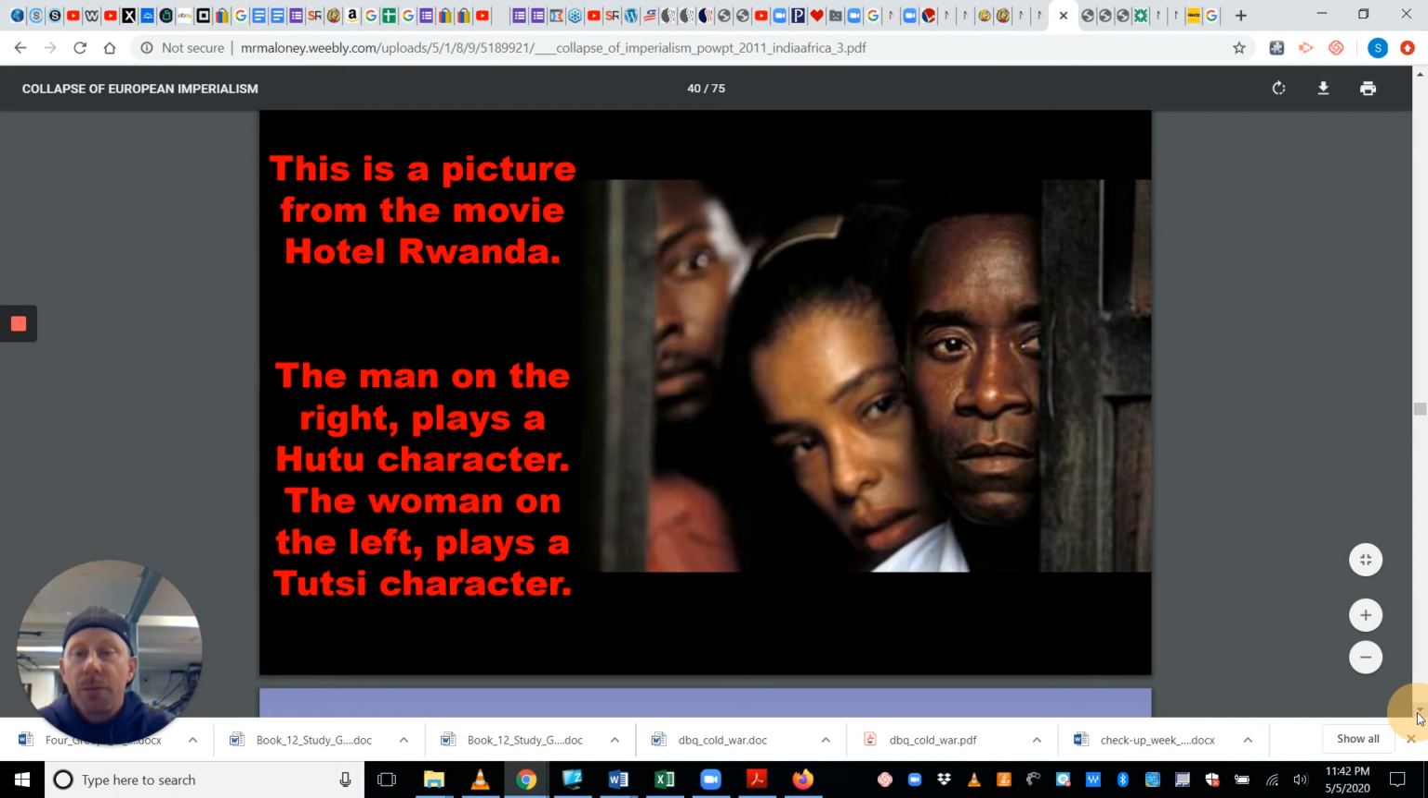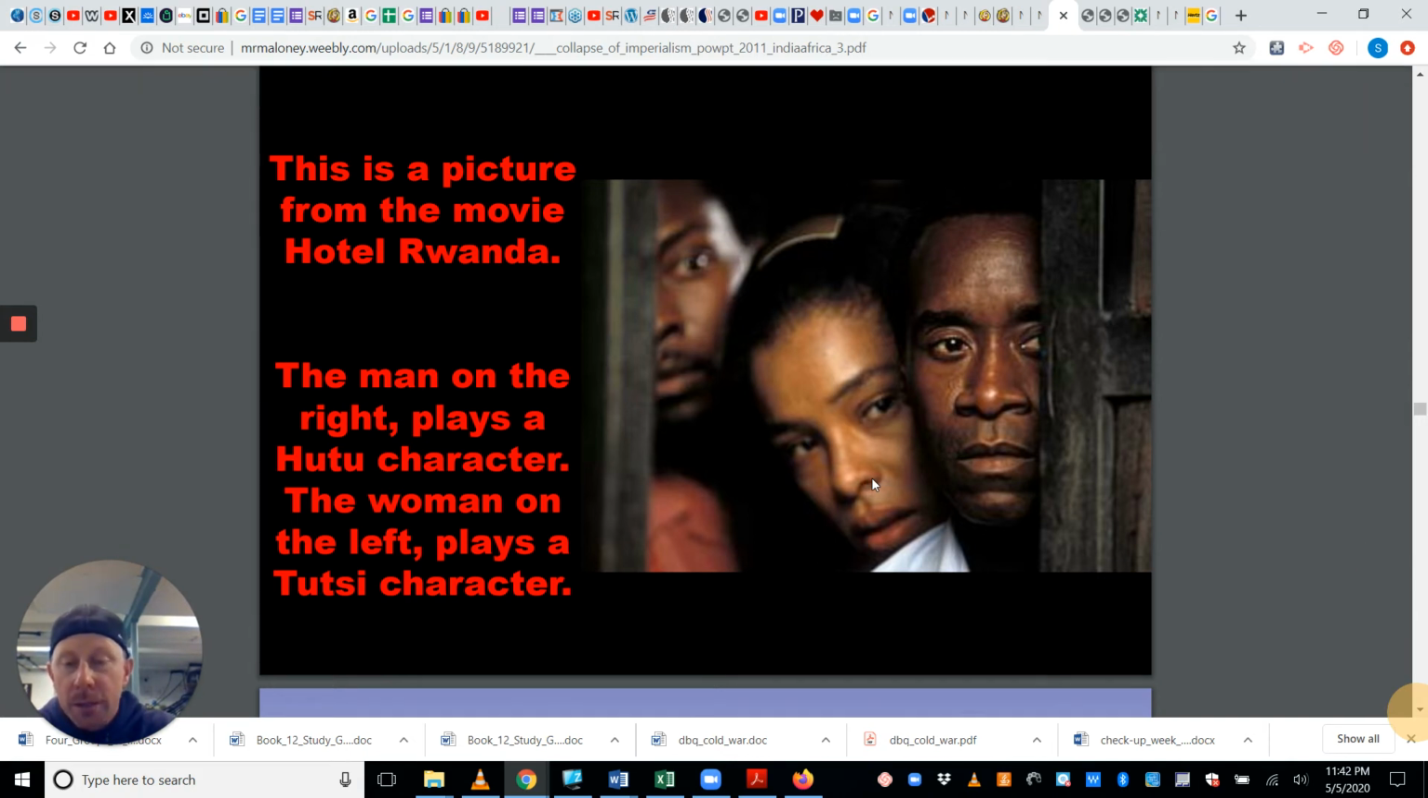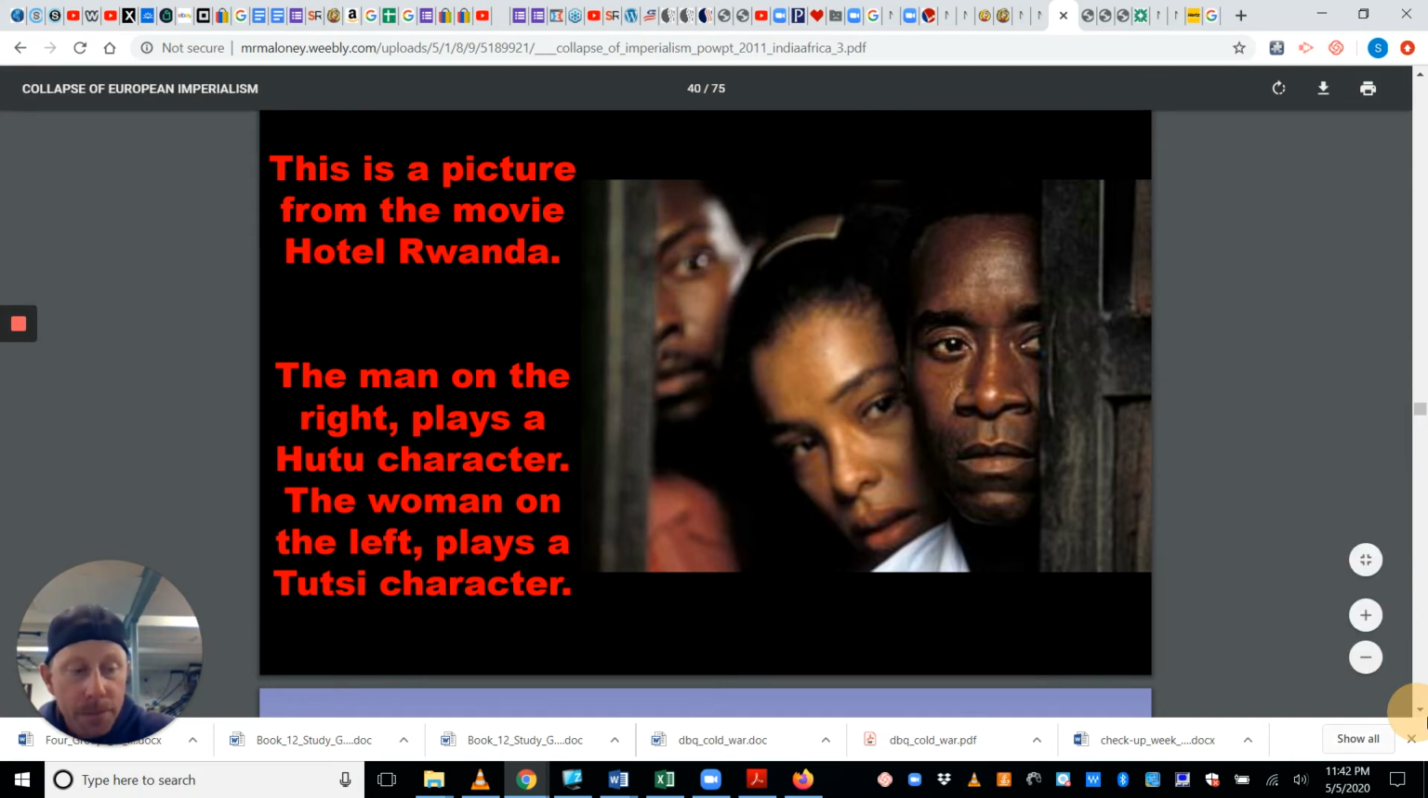So this is a picture from the movie Hotel Rwanda, which we've been watching. The man on the right plays a Hutu character, and he's the star of the movie. And the woman on the left plays a Tutsi character right here. So you can see he's got like a wider nose. She has a skinnier nose, and that's in lighter skin, and she is a Tutsi.